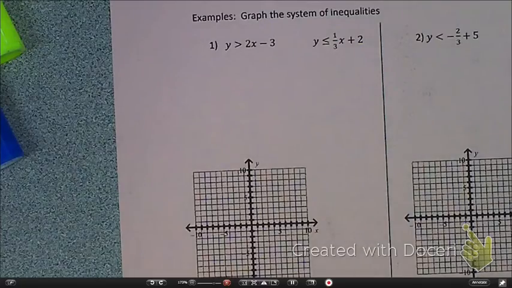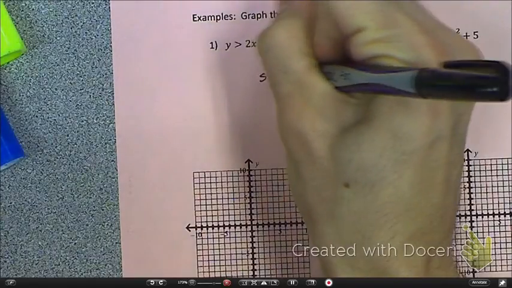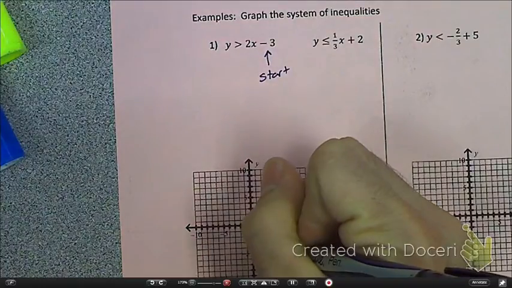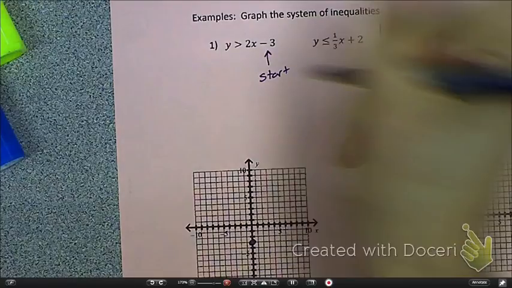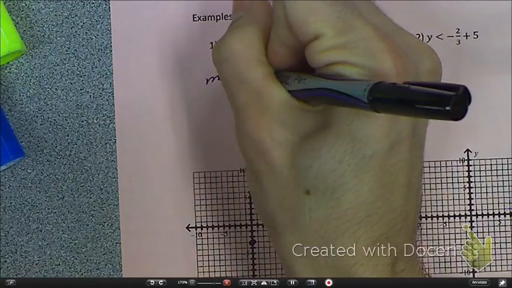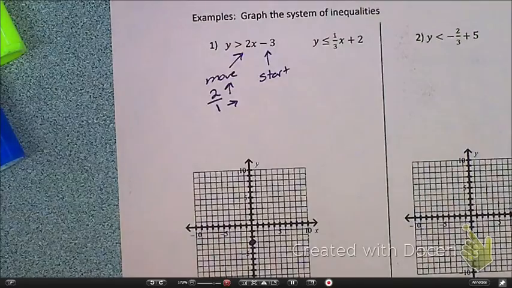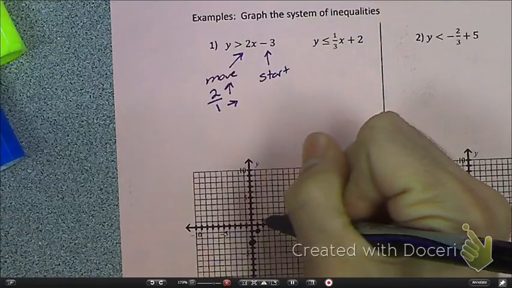Now let's try this example. In the first one, we start at -3. Put a dot at -3 on the y. You're going to move 2 over 1, up 2 to the right 1.